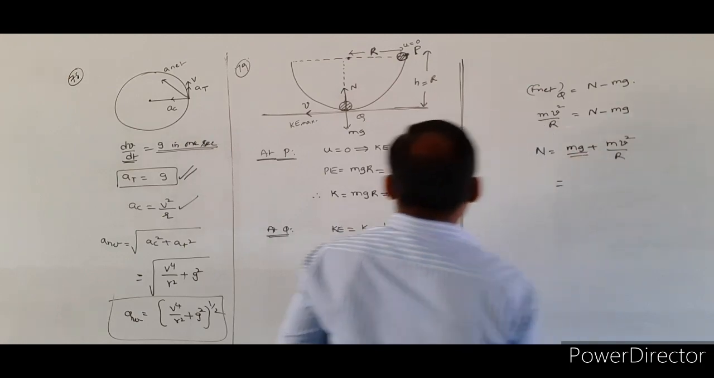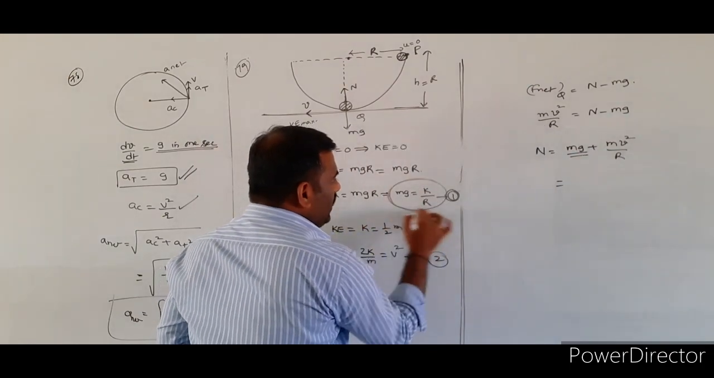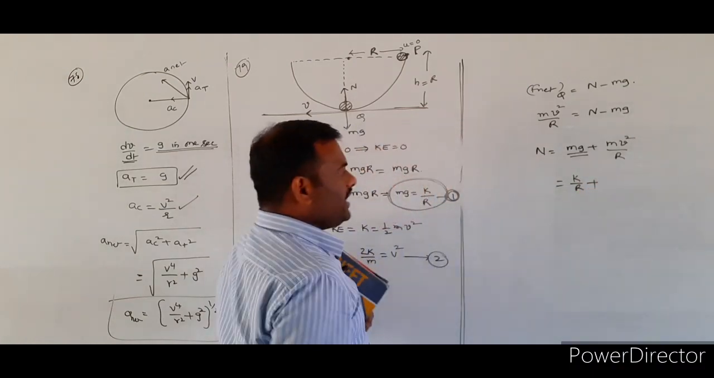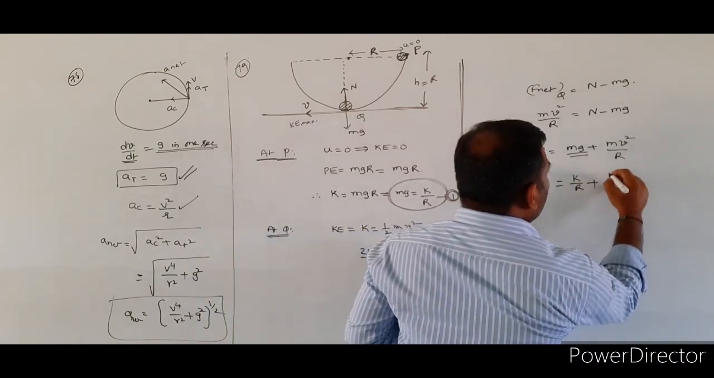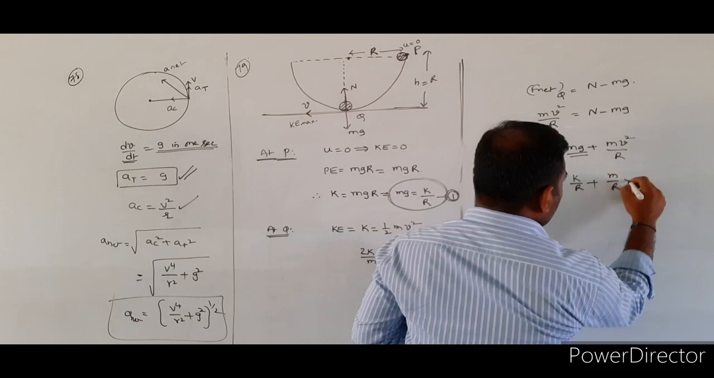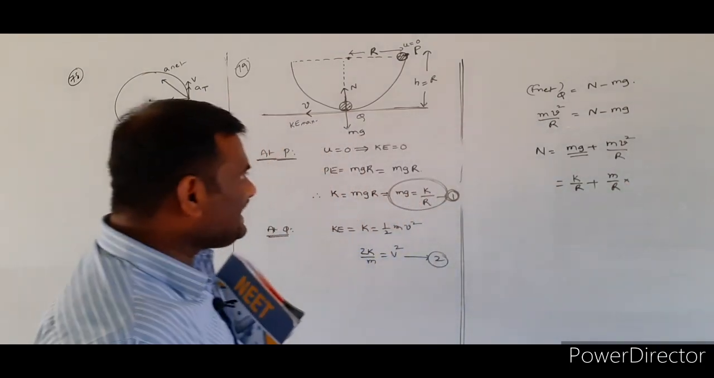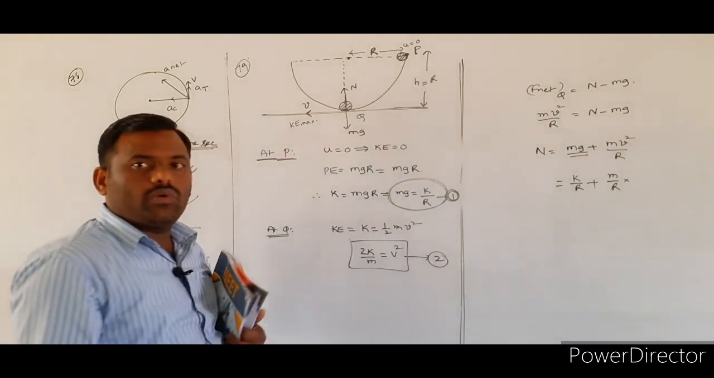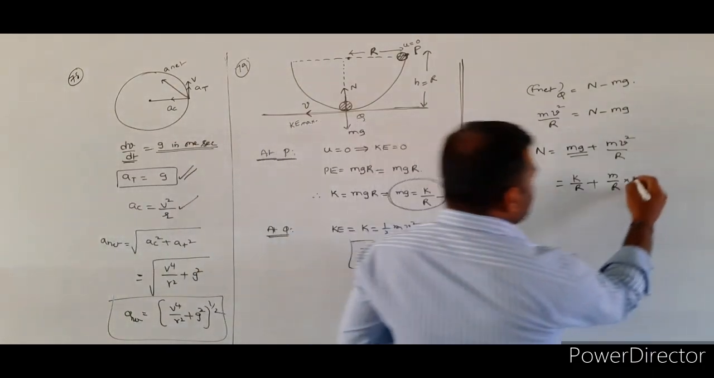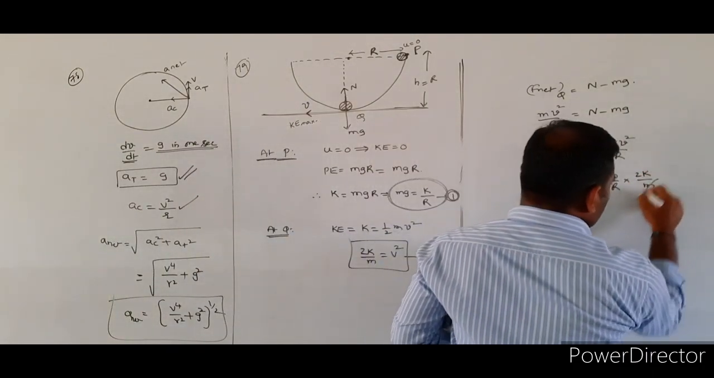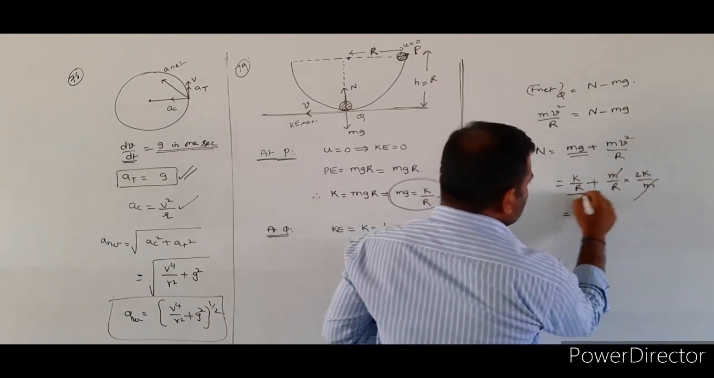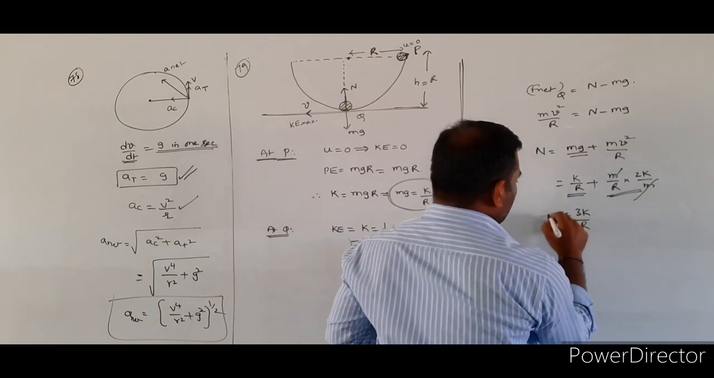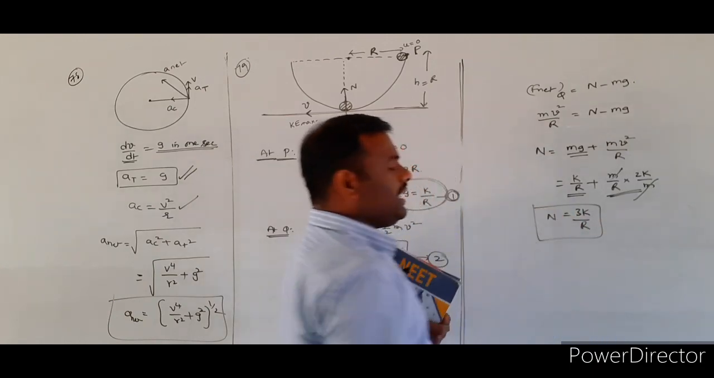N is equal to mg plus mv square by r. But what is the value of mg? Mg value is equal to k by r. Next, here m by r into what is the v square value from equation 2? V square value is equal to 2k by m. M getting cancelled. So this is the k by r, this is the 2k by r. So the required answer is N is equal to 3k by r.